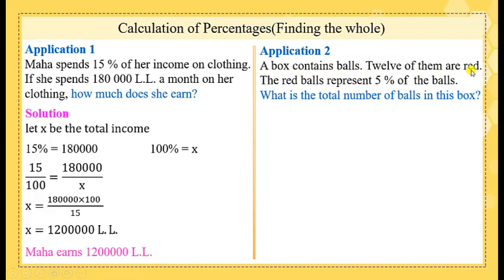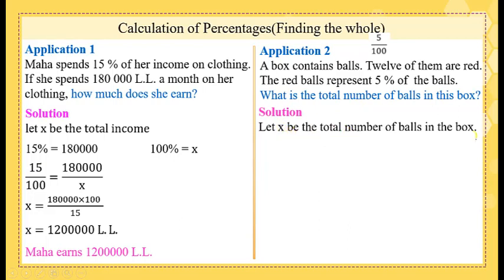In application 2, a box contains balls. 12 of them are red. The red balls represent 5% of the balls. What is the total number of balls in this box? From the given, we have a percentage, which is 5%. So we move to a ratio, which is 5 over 100. This is the first ratio. To find the number of balls in this box, we have to form a proportion which has an unknown. So let x be the total number of balls in this box.